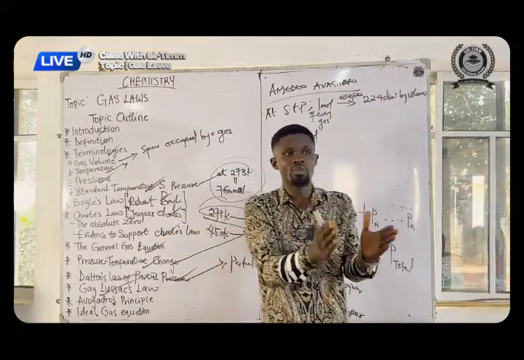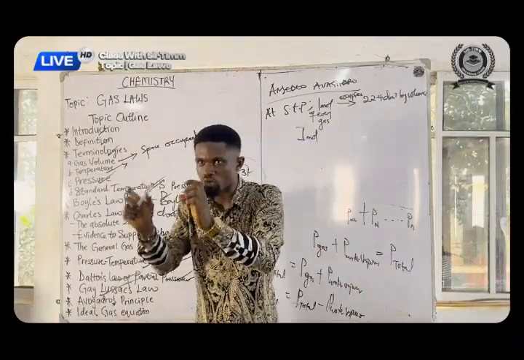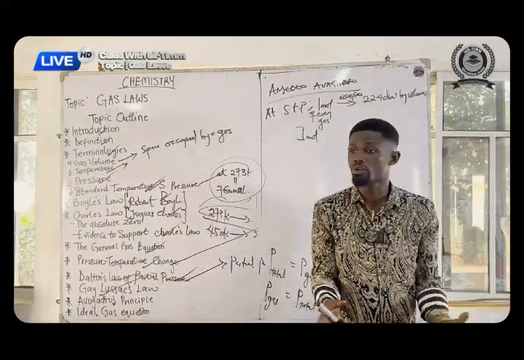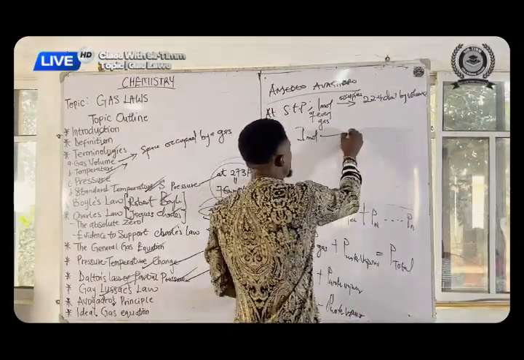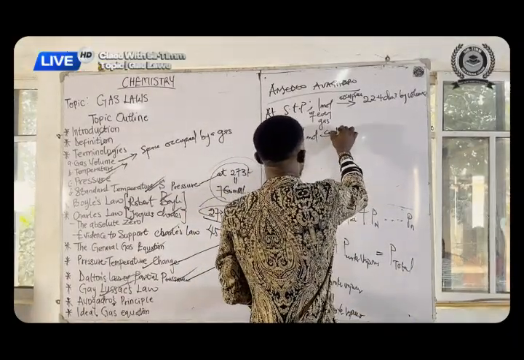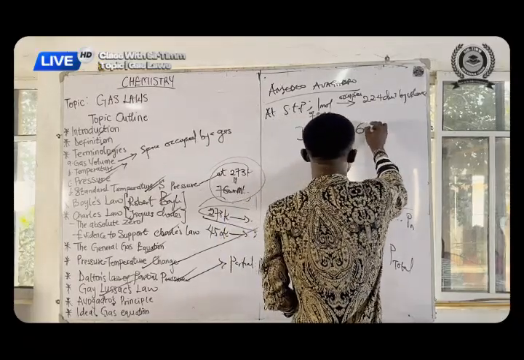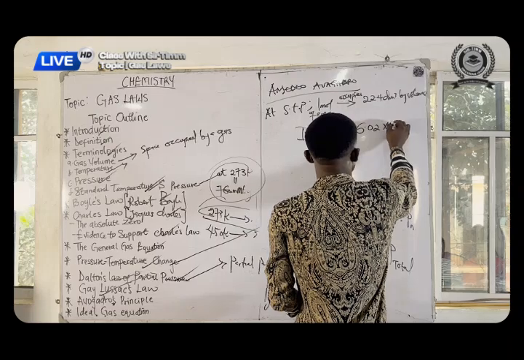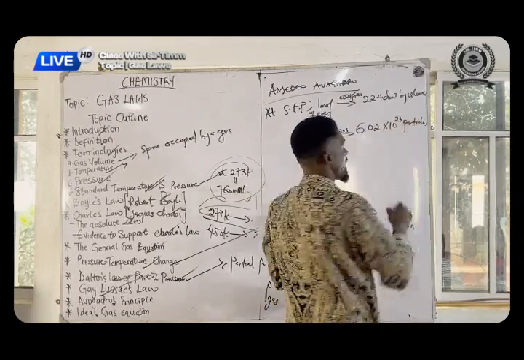So if every gas, no matter the weight or the mass, contains the same number of particles, it means that they will occupy the same volume. Are you with me? So 1 mole of every gas contains 6.02 times 10 raised to the power 23 particles.